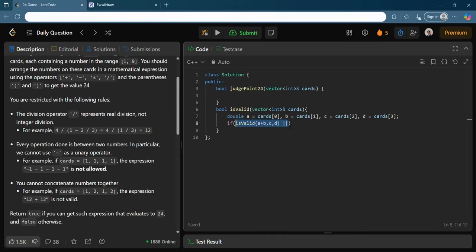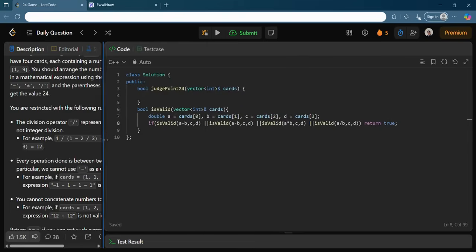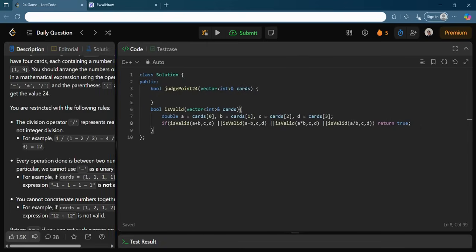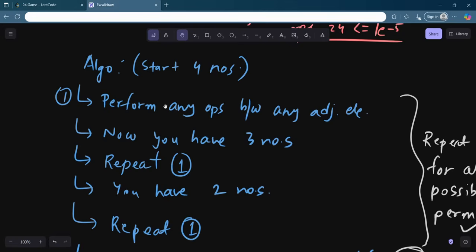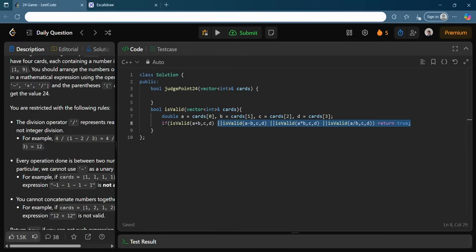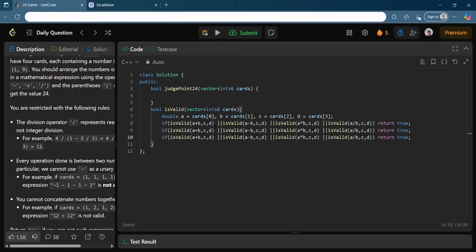So I will just copy this four times. Why did I copy? This is because I have four operations: A plus B, A minus B, A into B, and A divided by B. So that's why I do it and return true for this. Okay, so let me just do it like this. I hope you understand that I'm performing this first step: perform any operation between any adjacent elements. So the first adjacent elements are A and B, and I'm performing all four operations between them, and I will do the same again and again.